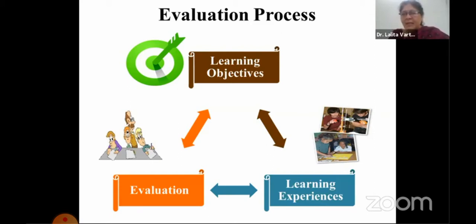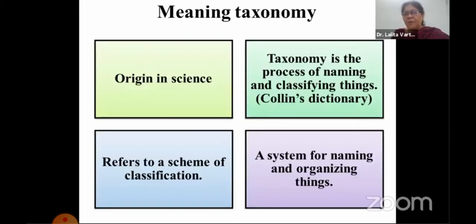Unless and until this entire process is correlated, we won't be successful in achieving the learning outcomes which we expect in our students. Remember, the learning objectives are actually seen through the behavior of the students through those learning outcomes. And this is the main concern when we are talking of Bloom's taxonomy.